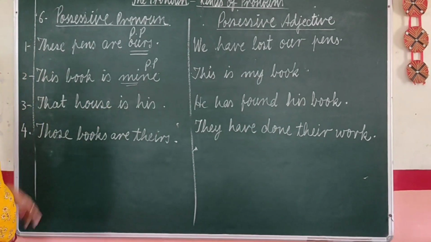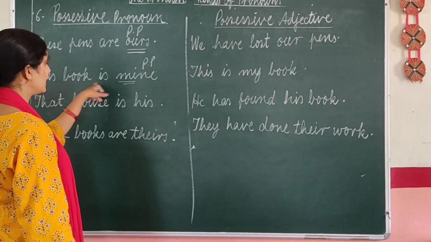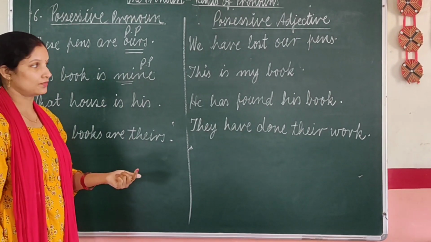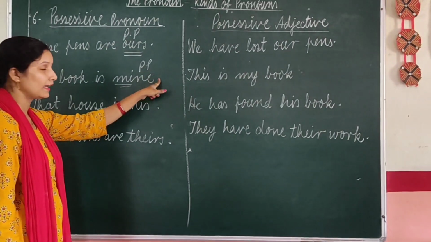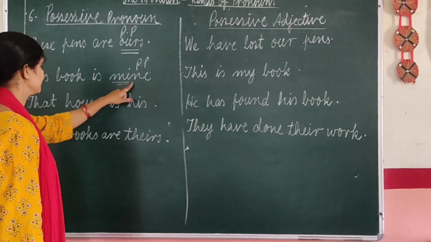If I say this is my book, here my is followed by book. So my is possessive adjective. But here mine is not followed by any noun. So this is possessive pronoun.